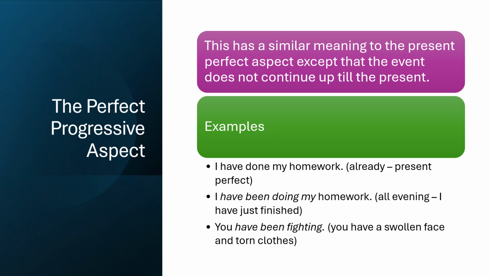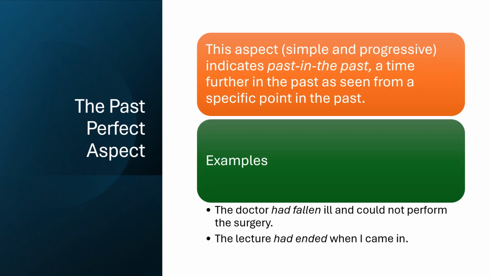So, you have been fighting. Therefore, you have the result of probably a swollen face and torn clothes. Which you can see now, but it doesn't mean you are still fighting, but you were actually fighting. So this is what this is about. It means that the fighting had actually been completed in this case. Let's look at the past perfect.